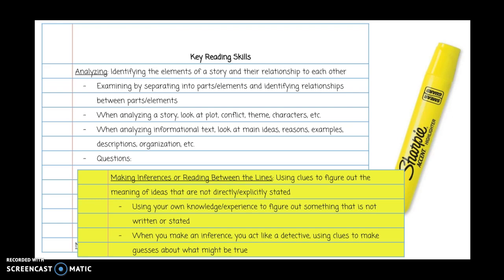Previously, we took notes on key reading skills. The reading skill that we will use today is making inferences, or reading between the lines. When you make an inference, you use clues to figure out the meaning of ideas that are not directly stated. When you do this, you're using your own knowledge and experience to figure out something that's not written right on the page. You act like a detective, using clues to make guesses about what might be true.